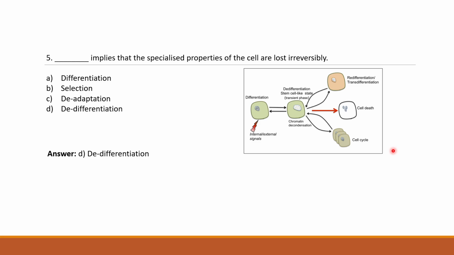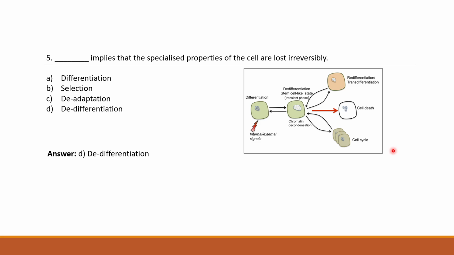If none of these scenarios are completed, then the cell will be subjected to apoptosis or autophagy, and cell death will be programmed, because this is a transient phase and the cell cannot stay in that phase. It has to do one or the other job.